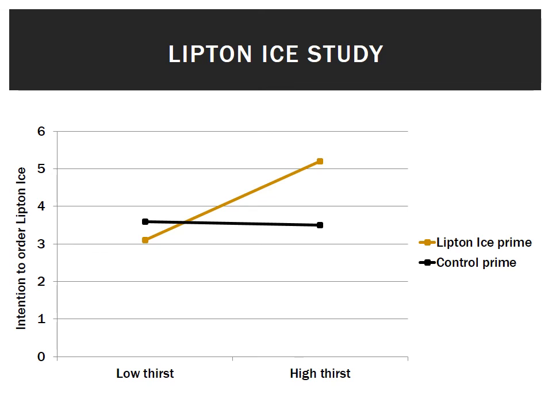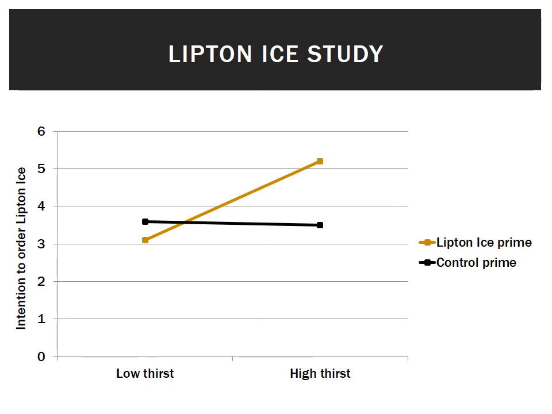So look at the control prime, the black line, first. Between low thirst and high thirst, it's not really changing. It's going down a tiny bit, but it's basically a completely flat line. That means you have about average intention to order Lipton Ice, not dependent on thirst. So the control prime, that's the nonsense string, remember, the same letters but not forming the word, thirst doesn't matter. You're pretty much at average intention to order.